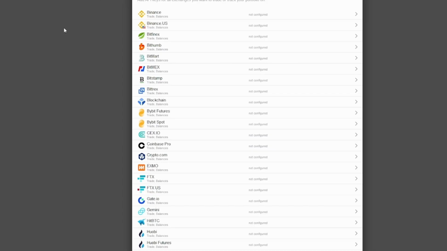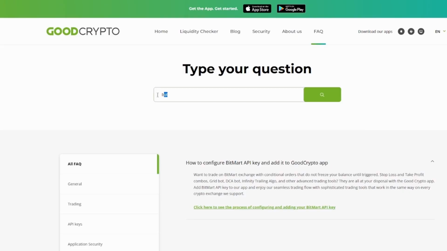But if we go to their frequently asked questions section where you can type in anything. So here I type in bot, and it talks about how to configure Bitmart API key and add it to your Good Crypto app. So want to trade on Bitmart Exchange with conditional orders that do not freeze your balance until triggered, stop loss and take profit combos, grid bot, DCA bot, Infinity, trailing algo, and other advanced trading tools. They are all at your disposal with the Good Crypto app. Add Bitmart API key to our app and enjoy our seamless trading flow with sophisticated trading tools that work in the same way on every crypto exchange we support.